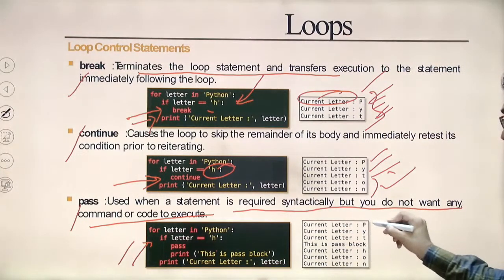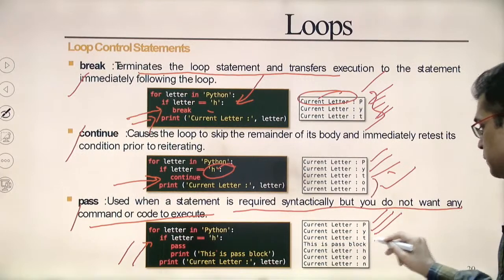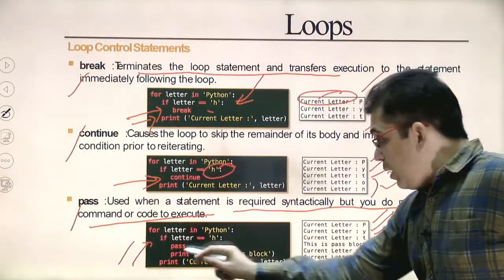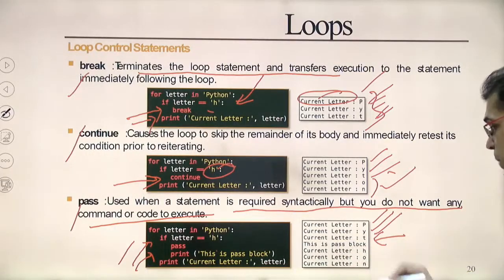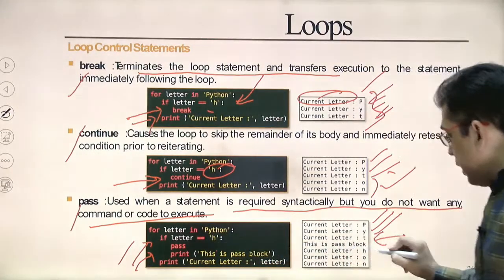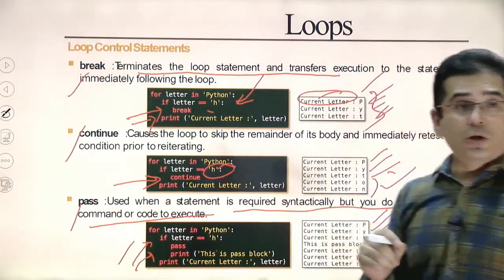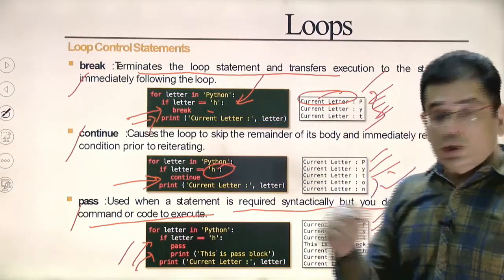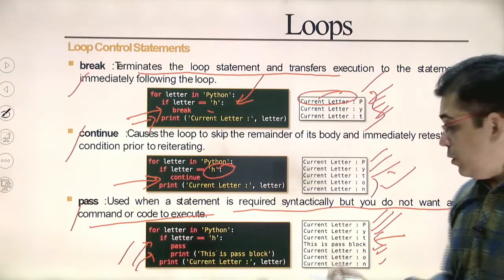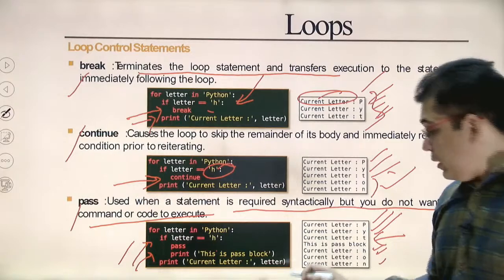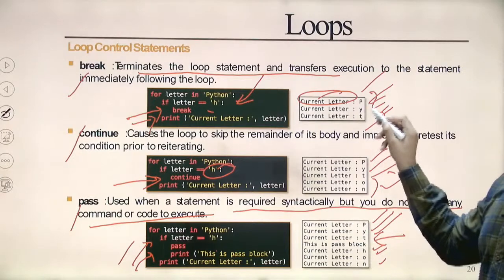So just observe the output: current letter P, current letter Y, current letter T. Now this is pass block. Here the print statement, which is just after the pass block, will be printed. This is pass block. Then after that HON will be printed. So for the time being, the printing of letter H is skipped. We just passed on to this particular print statement, and the output of the for loop will continue after that, HON.